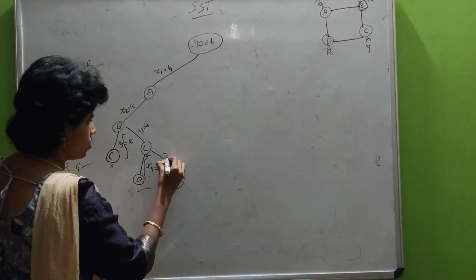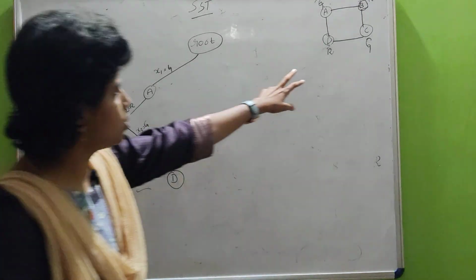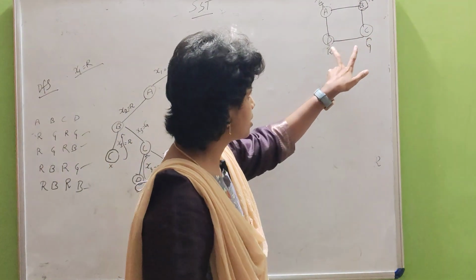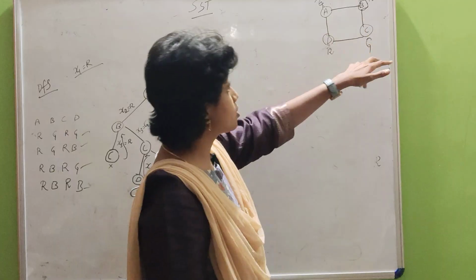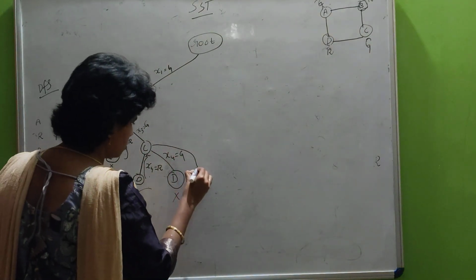D. x4 is equal to green. Is that accepted? If x4 becomes green, then no adjacent nodes will be green, so it is not accepted. We'll kill this.